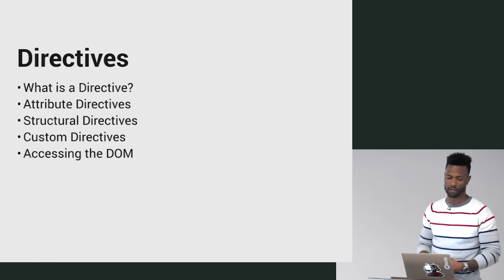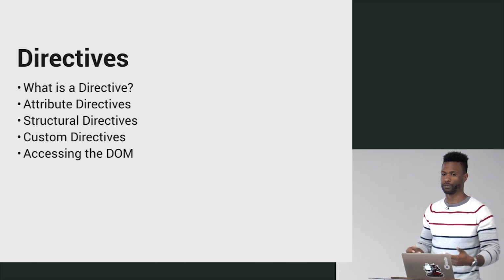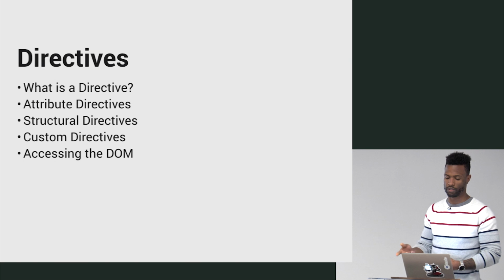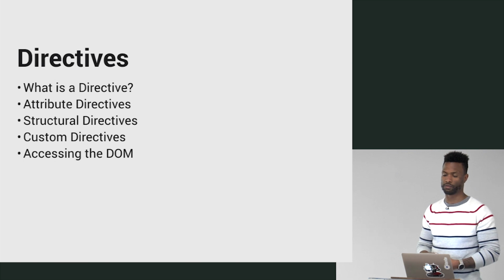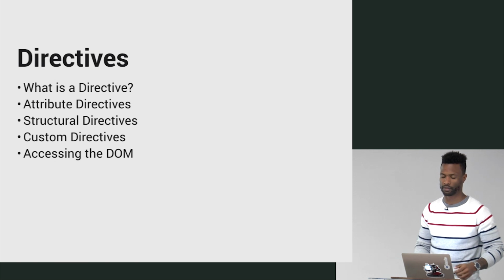Attribute directives are like directives that change the host component or the host element that it's on. So the style, behavior, things like that. So ngClass would be one. ngStyle would be an attribute directive.